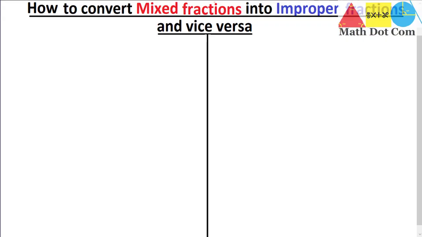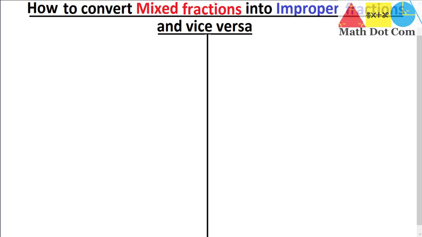Hello everyone, today we will discuss how we can convert mixed fractions into improper fractions and improper fractions into mixed fractions. The phrase vice versa means converting the improper fraction into a mixed fraction. Before that, you should have the concept of what a mixed fraction is and what an improper fraction is. So I'll give you a very short intro of the mixed fraction so that you have an idea of what it actually is.